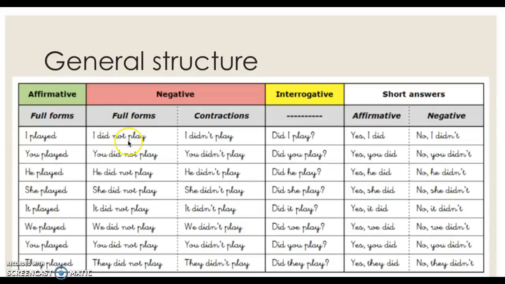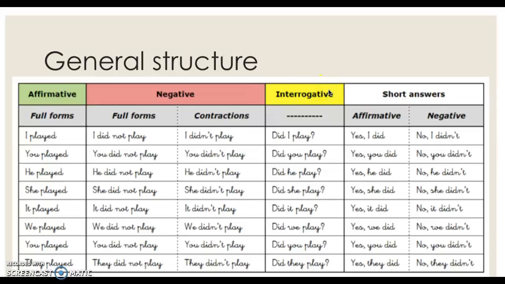As I told you, nothing changes for he, she, and it. It's the same for everybody. So I did not play, you did not play, he did not play, she did not play, it did not play, we did not play, you did not play, and they did not play. If you want to use a contraction, you can also do it. And the contraction is didn't. So I didn't play, you didn't play, he didn't play, she didn't play, and so on.